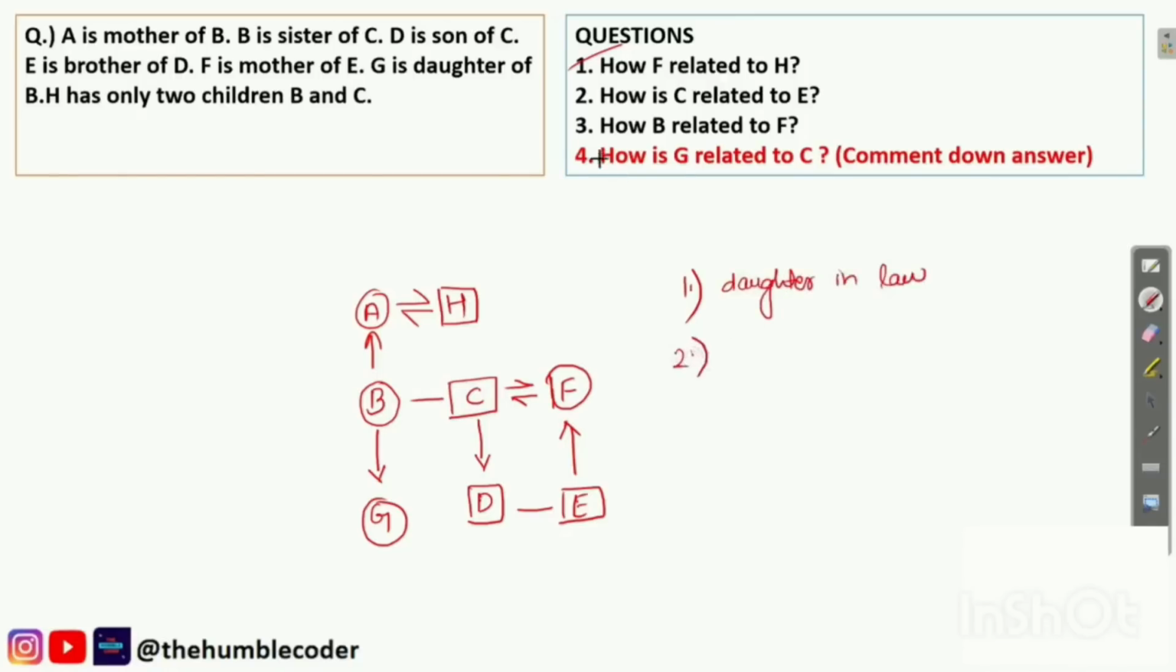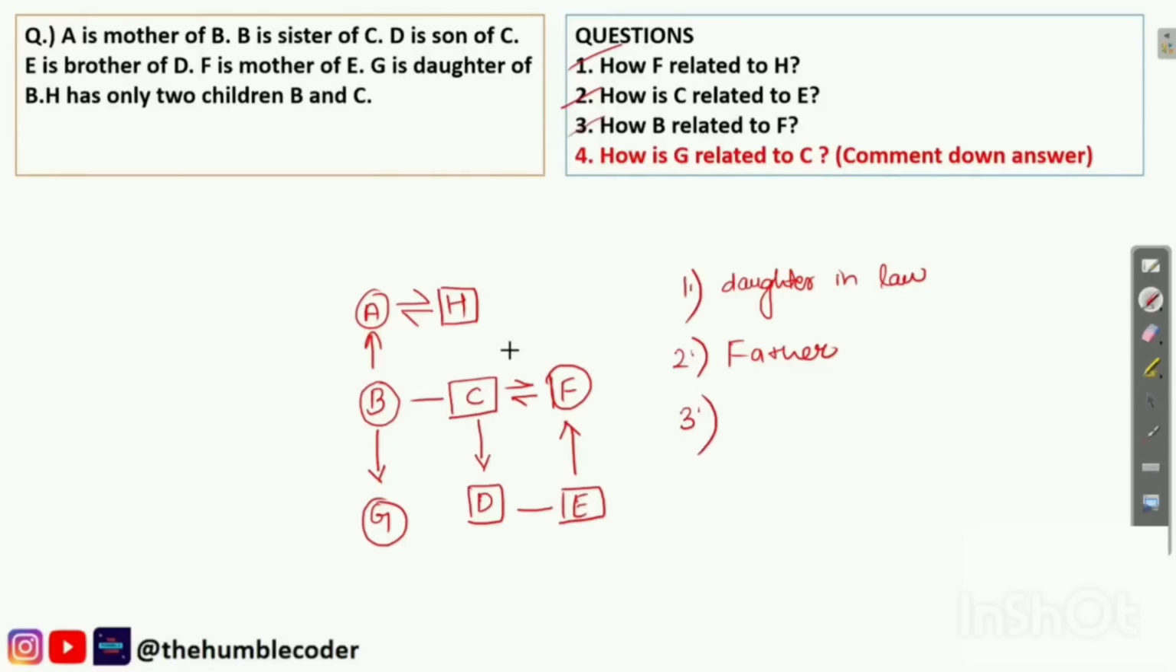Moving on to the next one, how is C related to E? So we have C over here and E over here. So C has a son D and D has a sibling E. So E will also be the son of C. So how is C related to E? So C is the father of E. Just make sure that while answering you do not answer the other way. Suppose it is asked how is C related to E, then you have to answer that C is the father of E. Many a times we may get confused and answer E as the son, but you have to check what the question is asking.